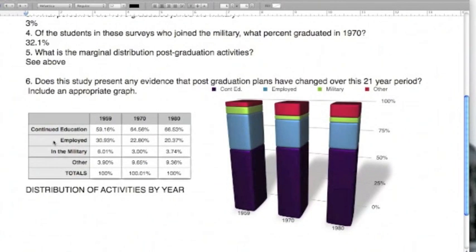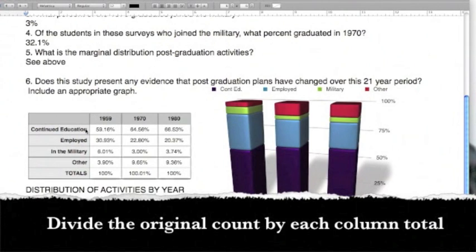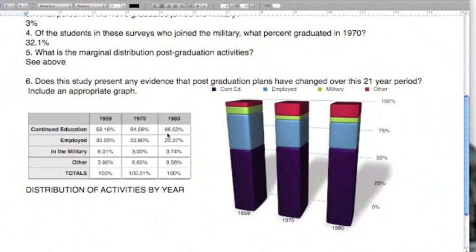You can look over here, and I've converted each of the different counts per year. So I've taken each year and I've divided it up into the different percentages for the activities. So let's look at 1959, continuing education, we had 59.16%. 1970, it increased to 64.56%. In 1980, it increased even more, 66.53%. And you can look at the bar chart, and you can see the different distributions.